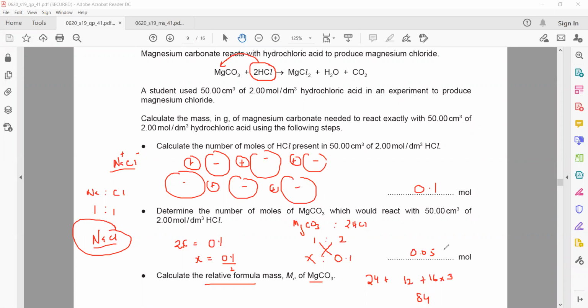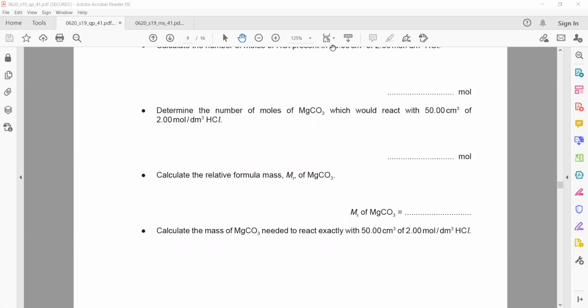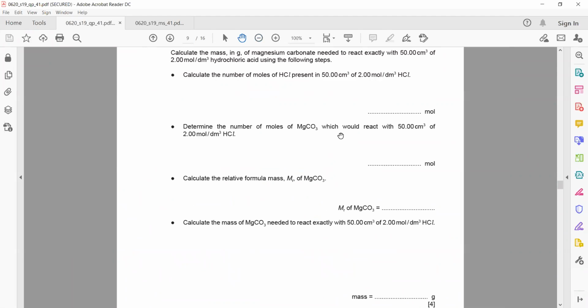So we have the moles now, and we have the molecular mass or the formula mass. Now in the question, we need the mass in grams, the last part. So the first answer was 0.1. This was 0.05, the moles of magnesium carbonate. This is the molar mass or relative molecular mass, which is 84. Calculate the mass of magnesium carbonate. So how to get the mass?